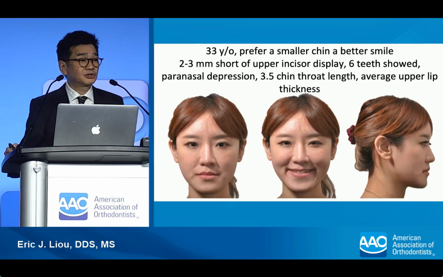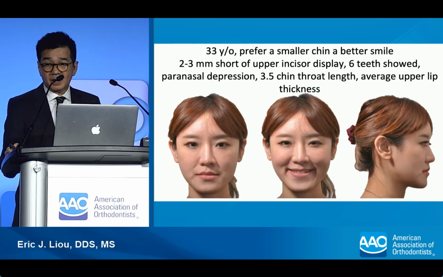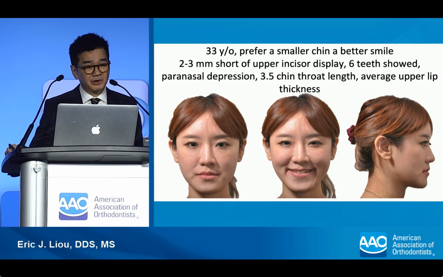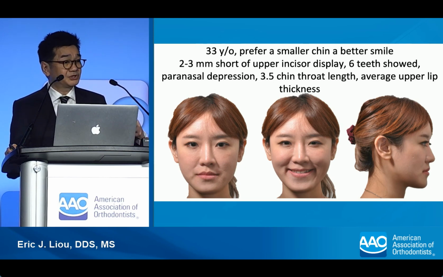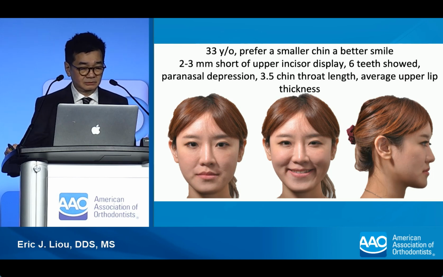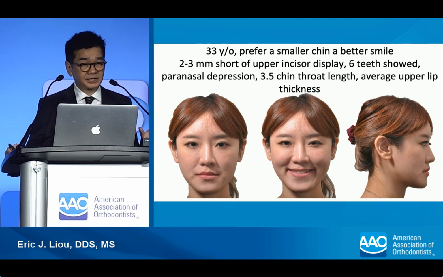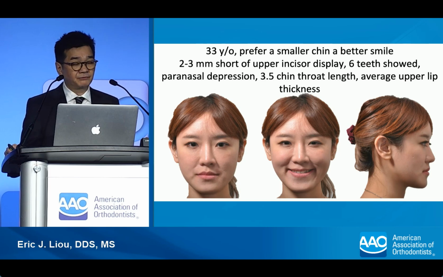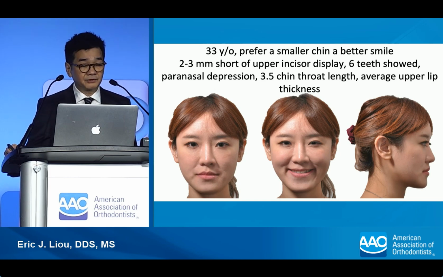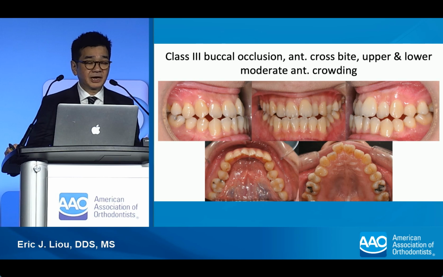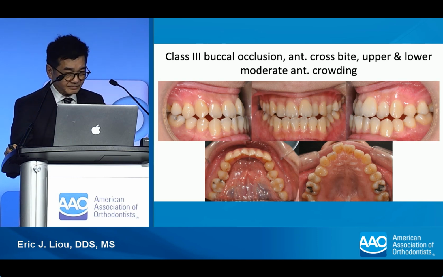So let me give you two class 3 patients as an example. This is a 33-year-old female patient who wished to have a smaller chin and a better smile. You can see her upper lip thickness is actually quite average, and her chin-throat length is a bit long. Basically it's a straight facial profile and looks like class 3 for the Asian population. Intraorally, you can see a class 3 buccal occlusion, anterior crossbite, and upper and lower moderate anterior crowding.